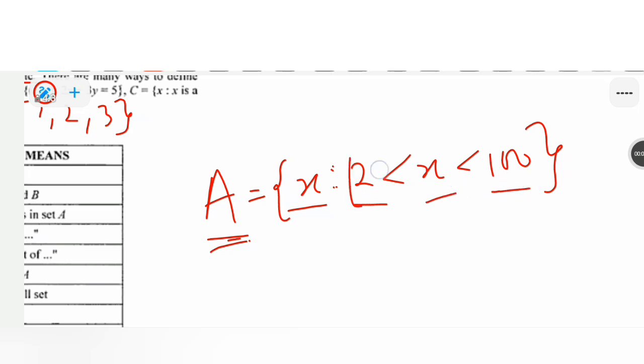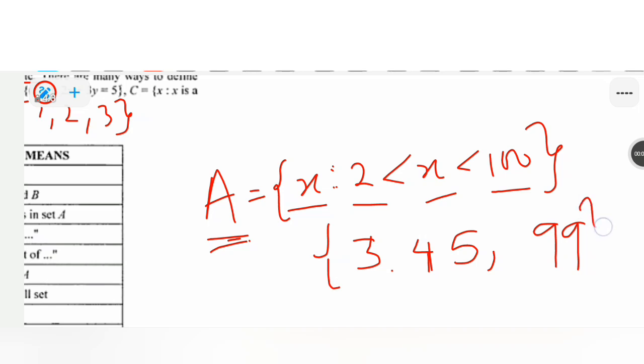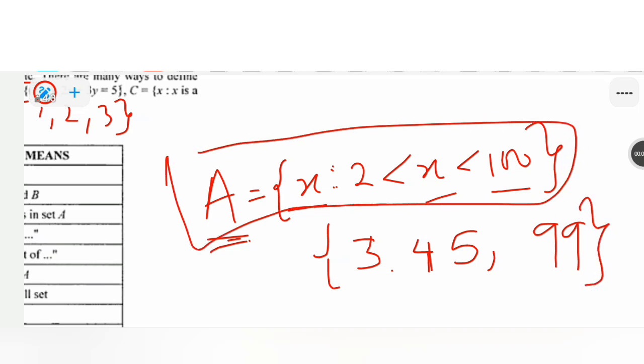If 2 is less than x, that means x is bigger than 2, so the first value will be 3. You go to 4, 5, and so on. But you cannot get to 100, so you have to stop at 99 because x is less than 100. So the last number will be 99. You can list out the members of set A like this, or they can give you the set notation form. Either of the two is correct.